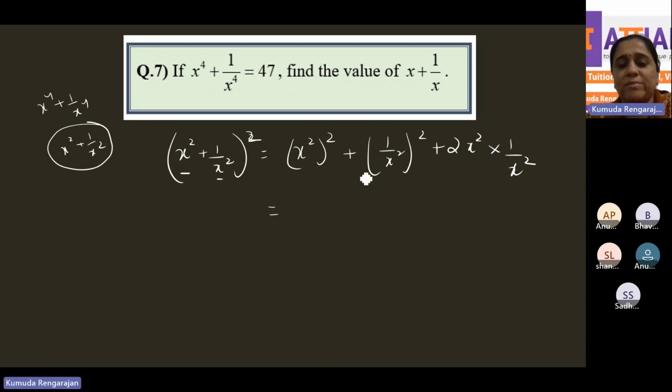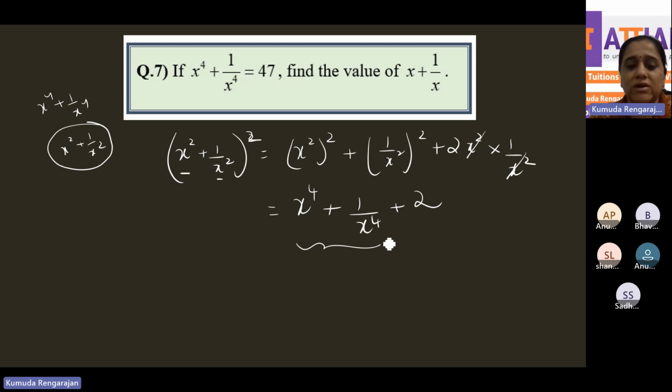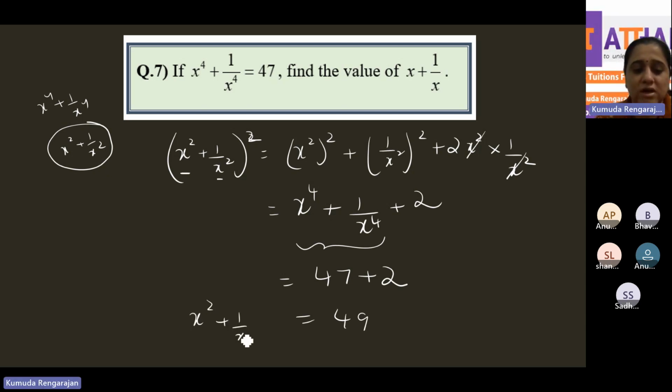So it is a squared plus b squared plus 2ab. Now this will get cancelled. Now under this, x to the power 4 plus 1 by x to the power 4 plus 2. So what is this one? 47. It's given in the question. 47 plus 2, 49. So (x squared plus 1 by x squared) the whole square is 49. So x squared plus 1 by x squared is the square root of 49, which is 7.